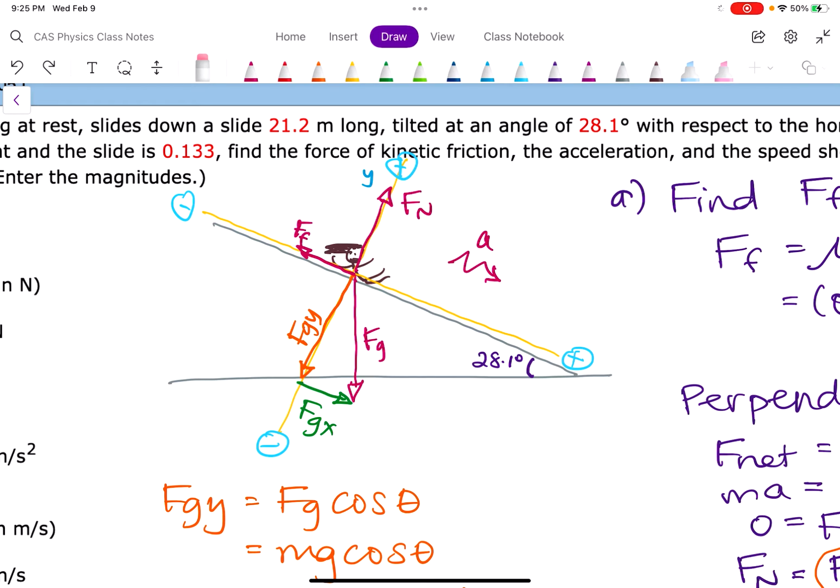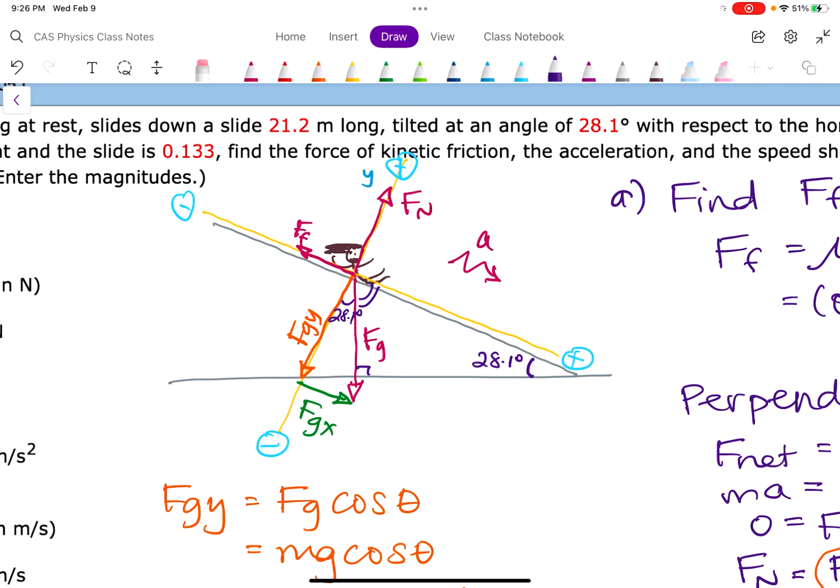The angle that the slide is inclined at is 28.1 degrees, and you have to do a little bit of geometry here. If you imagine this triangle, it is a right-angled triangle. So if the original angle is 28.1, this angle in here is going to be 90 minus 28.1, and then this angle in here is going to be back to 28.1 degrees. So make sure that you understand this part.